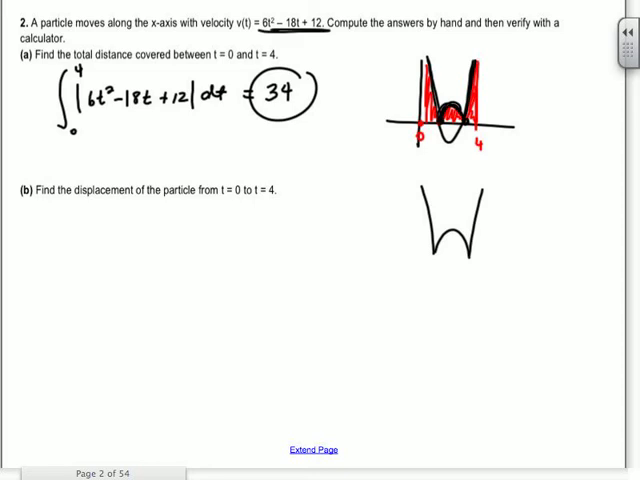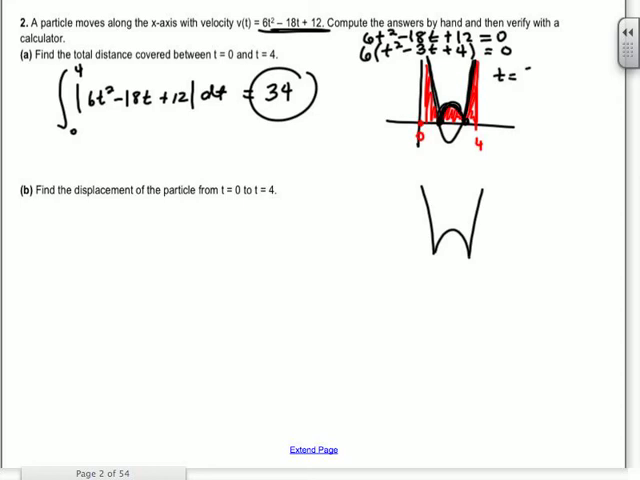So this is my original. I have 6t squared minus 18t plus 12. I want to find when it equals 0. I want to find these two x values where it's crossing the axis. So pull out a common factor. Factor. So you get 6 times t minus, ooh, does this factor? No. Yeah, so we need to do a quadratic formula.